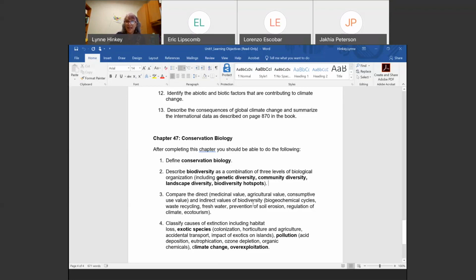Indirect values of biodiversity are things like the biogeochemical cycles: the hydrogen cycle, the carbon cycle, the phosphorus cycle. All of those cycles ensure that there are nutrients in the soil so more plants can grow, so organisms can eat, so we can feed. They recycle, so as organisms die, dead and dying organisms are processed to release those nutrients back to the environment.